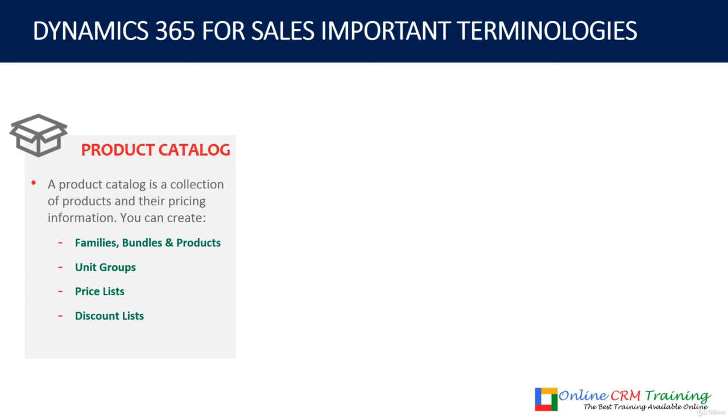Next is a price list. So how you're going to charge your customers for the product, that is the price list. And also the discount list. So based on the number of items they are selecting, if they purchase 5, there is no discount. If they purchase 6 to 10, there is a 10% discount. Or if they purchase 10 plus, there's a 15% discount. So those kinds of things you can capture in the discount list here. So it's a very important place in Dynamics 365.